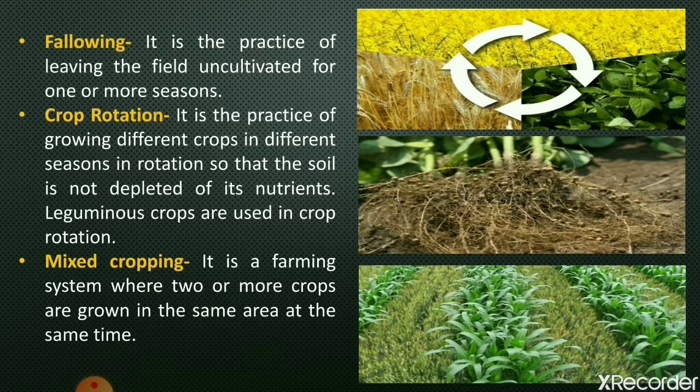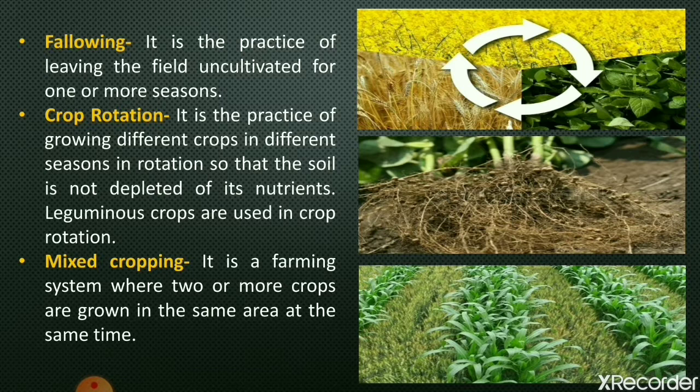Generally, suppose we are growing wheat or rice, those crops need nitrogen, they take nitrogen from the soil. So suppose in any field, year after year, we are growing wheat or rice only, then obviously the soil will become nitrogen deficient. But suppose one season we have grown wheat or rice, and in the next season we have grown some other plant which can replenish the nitrogen, which can fix the nitrogen in the soil. Then in one season wheat or rice will take the nitrogen from the soil, and in the other season the other plant will replenish the nitrogen in the soil. So this is crop rotation, means we are growing different crops in different seasons in rotation.